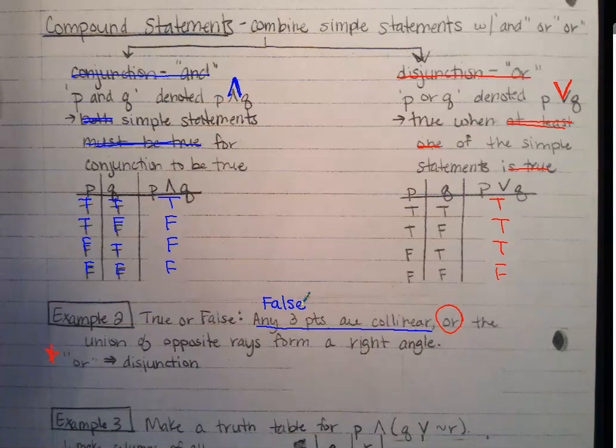So or is not part of our statement, right? That's the or. So the union of opposite rays form a right angle. The union of opposite rays form a right angle. Union of opposite rays. So if I have a ray here and the opposite ray goes here, that forms a right angle? No, so that's false, okay?